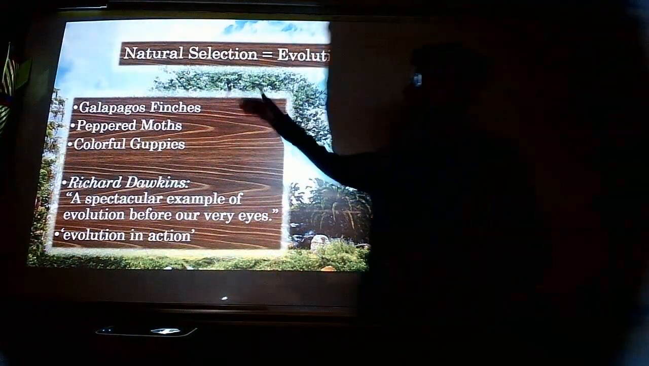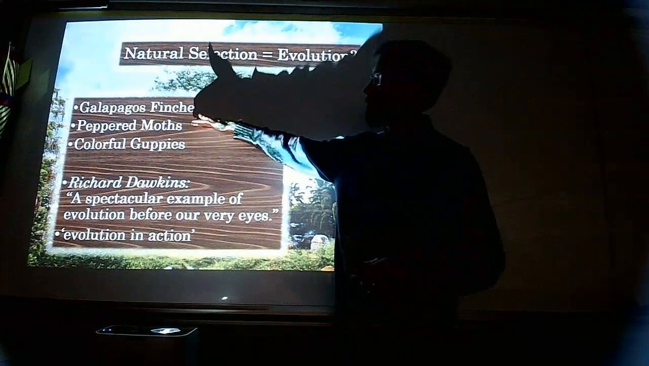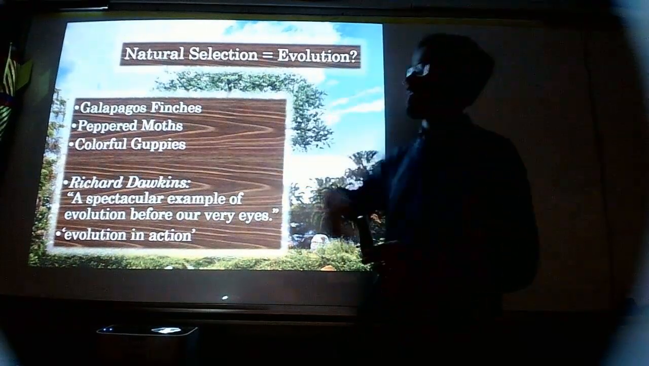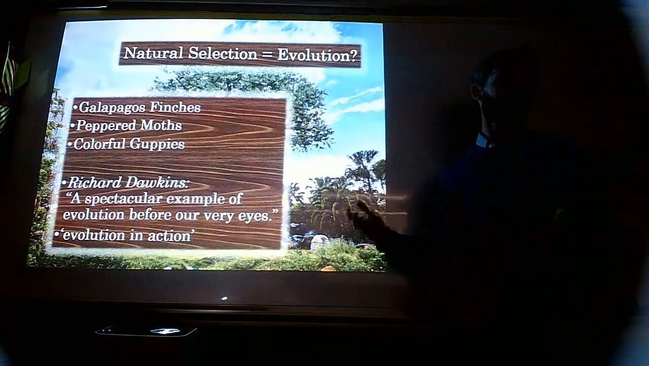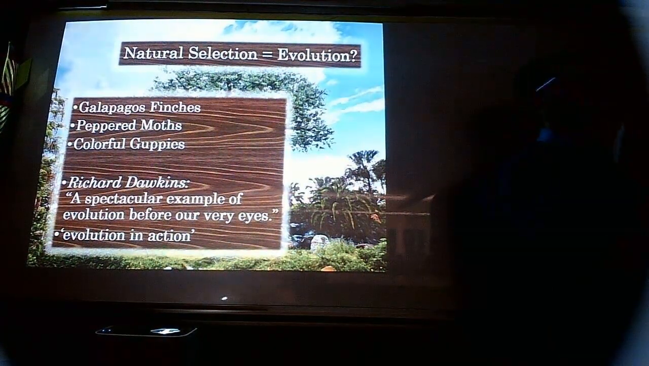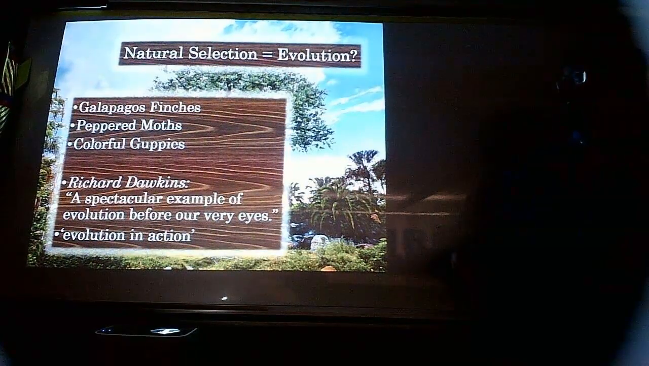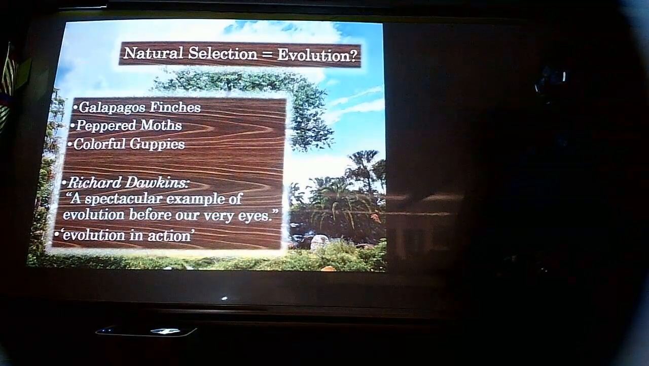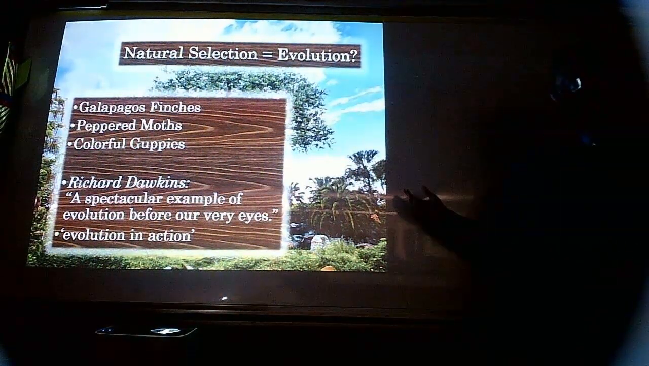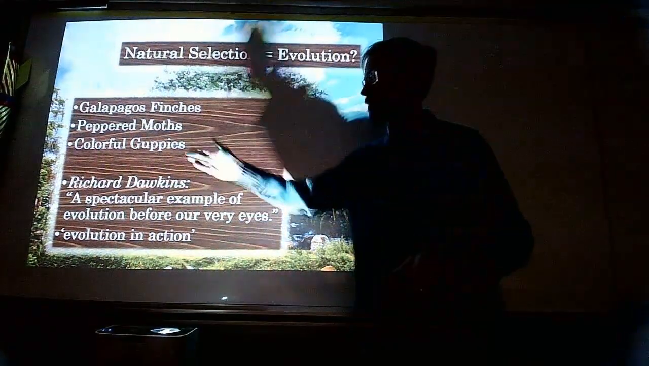So we've talked about the Galapagos finches, we've talked about the peppered moths, we can talk about colorful guppies now. But again, these are all the exact same examples, right? There are changes occurring in a population of animals, and that population of animals is better adapted to the environment, and they're passing on that genetic information to their, in this case, little baby guppies.